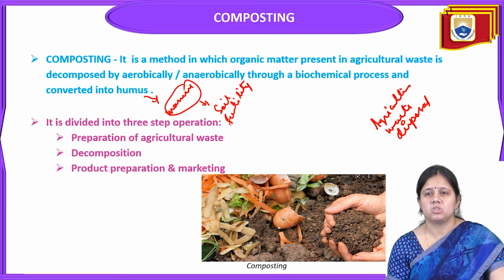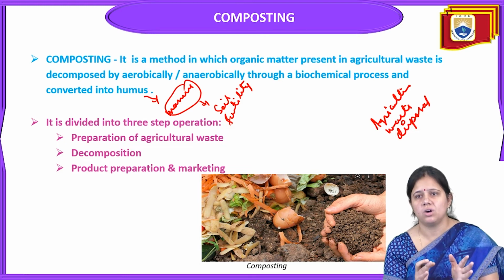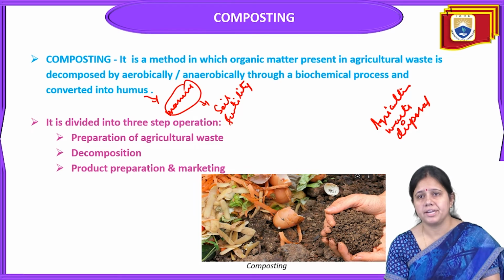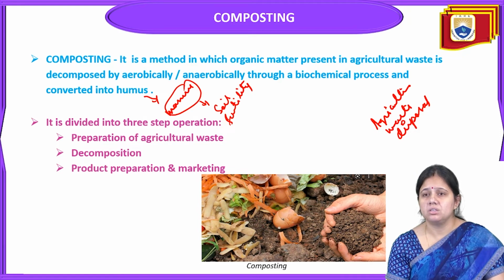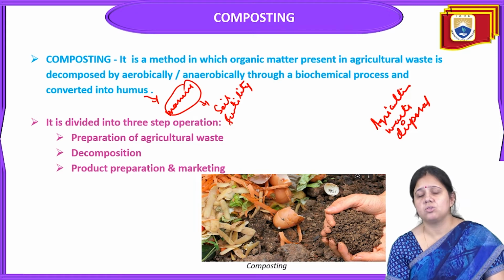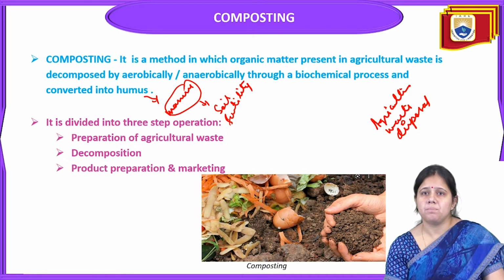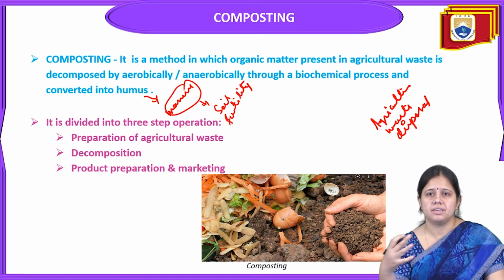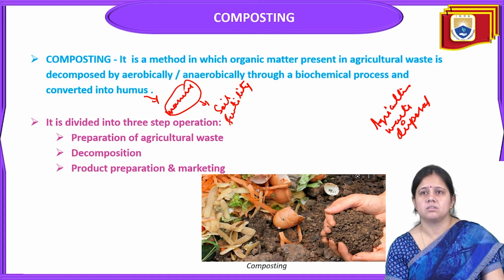So composting is a method in which organic matter, because all agriculture waste is organic in nature, is collected at one place, and then goes through the decomposition process, aerobically or anaerobically, through a biochemical process. By this process, the organic material from waste is converted into humus, and this humus is a very good thing. It is a kind of manure that will be added to the soil to increase its fertility. This composting is divided into three operations. First of all, preparation of agriculture waste. It should be prepared for entering the composting tank.